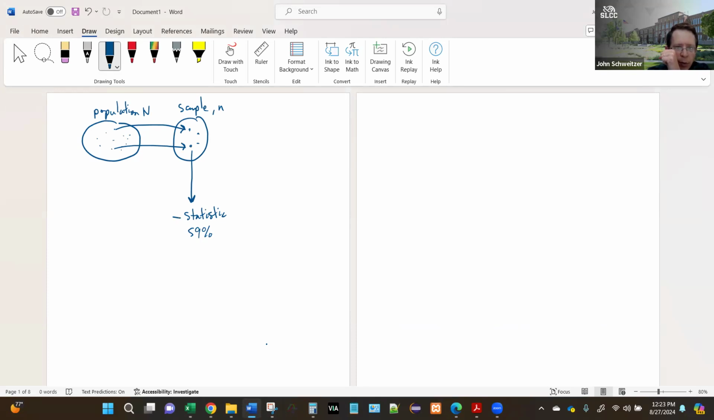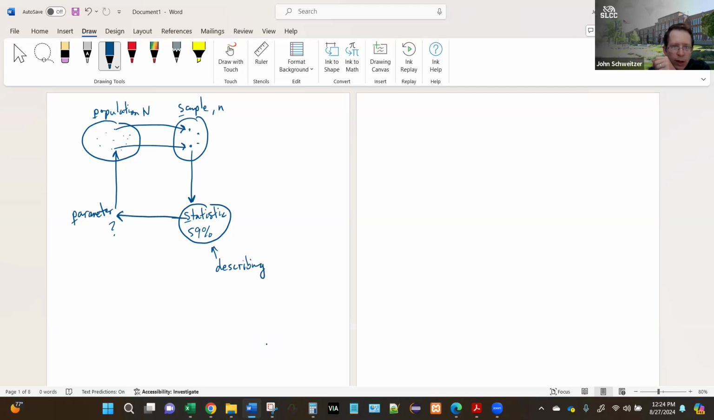So that's a sample. There is some true proportion of people in the whole population with brown hair, but we don't know what that is, right? This unknown value is called a parameter, right? So parameters go with population, statistics go with sample. So this step here is called descriptive statistics. Okay, so we're describing a sample.